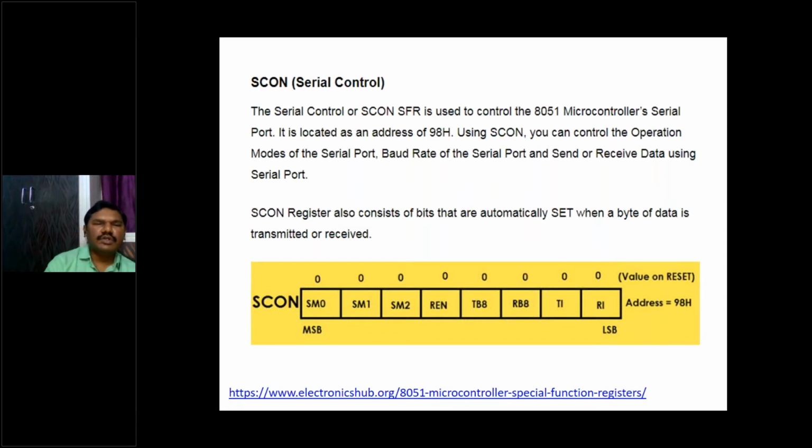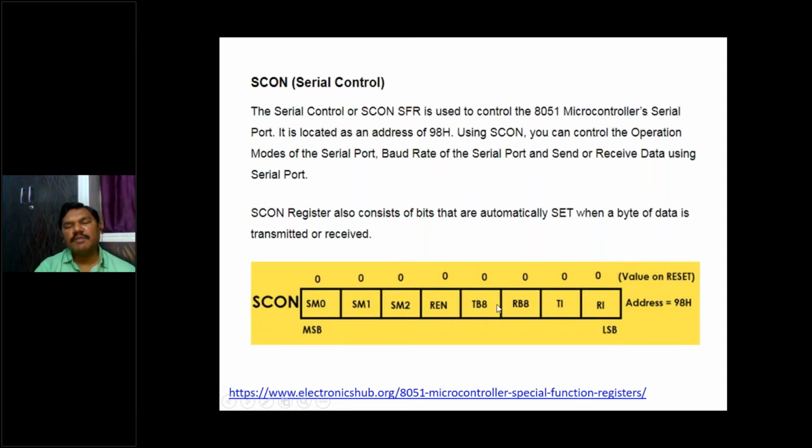That's why SM0 and SM1 are called the serial communication mode bits. 8052 has 3 modes of operation, whereas 8051 has 2 modes. Here 2 bits means 4 types of serial communication baud rates it can support, and that we will see later. REN stands for receiver enable.